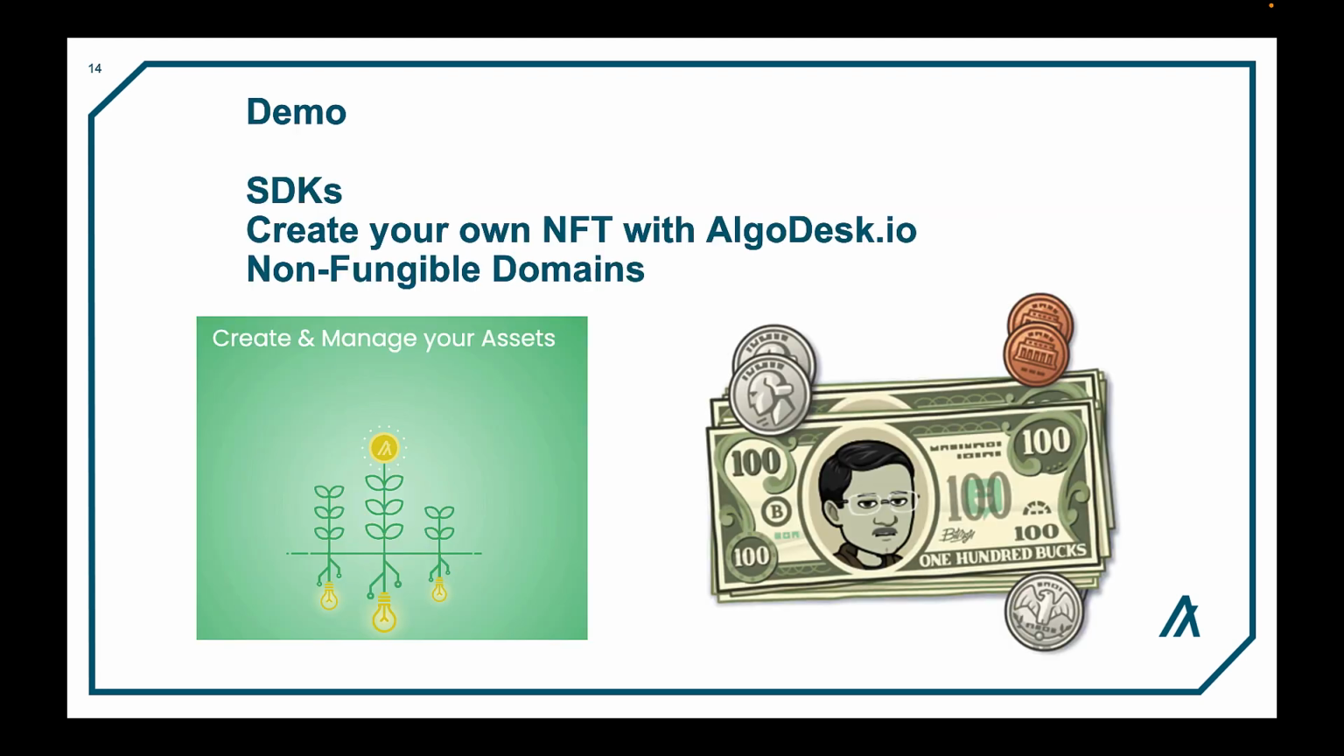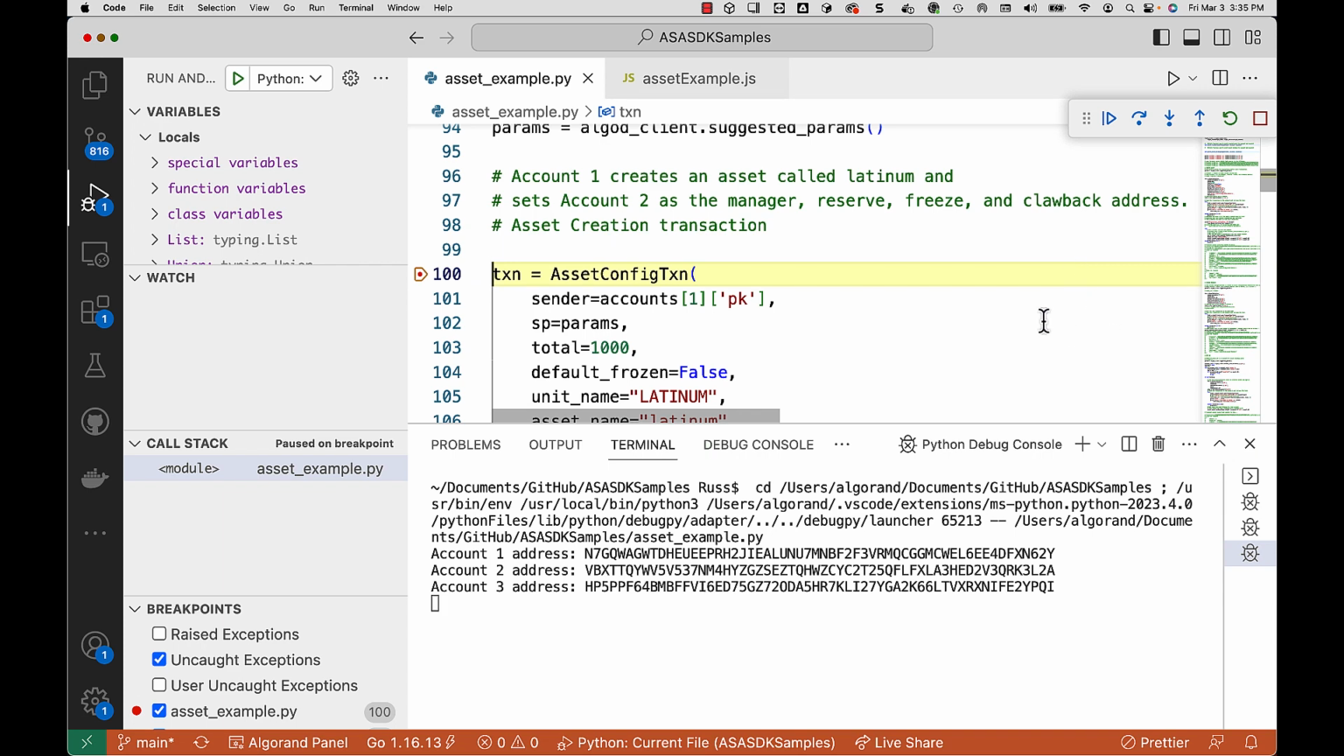All right, let's take a look at some demos here and take a look at how to do all of these functions through the SDKs. Then we're going to create your own NFT using Algorand. And then finally, we're going to take a look at non-fungible domains. Very cool solution.